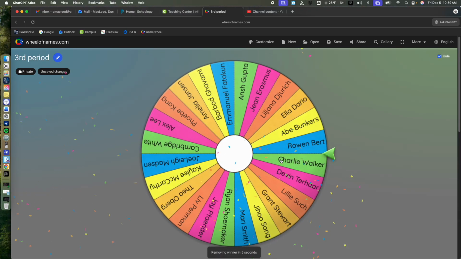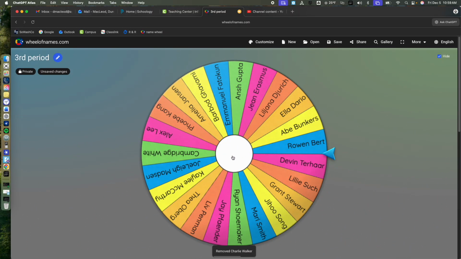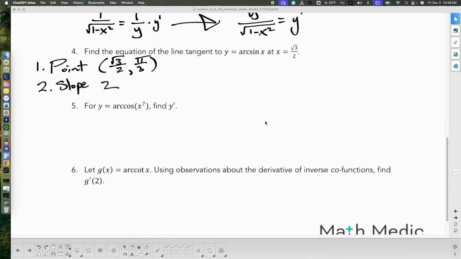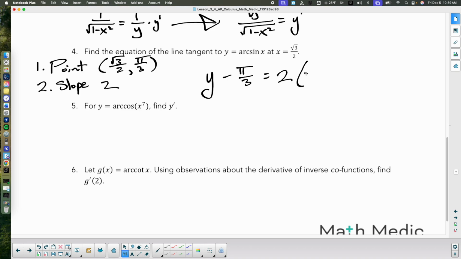Charlie, not here. Ooh, Rowan, that was so close. Oh, did you want to go? Oh, okay. All right, Rowan. Y minus 5/3 equals 2 times x minus 3 over 2. Perfect. Nice. All right, nice job.